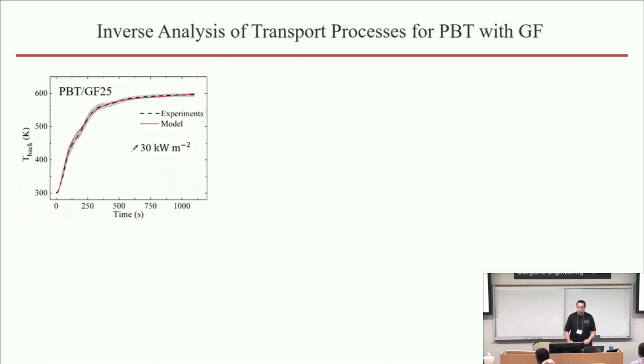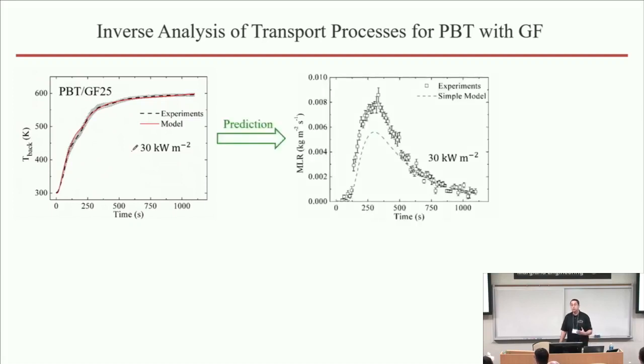So what I showed you just a moment ago is a trace for pure polybutylene terephthalate. Here's a trace for glass-filled polybutylene terephthalate. The difference is really that chopped glass that is located in this sample. And we actually changed the thermal conductivity of this chopped glass to perfectly capture that temperature. Right? And we think, well, with that, we should be able to capture the mass loss rate from this material because we already know everything about it. But it turns out we don't.